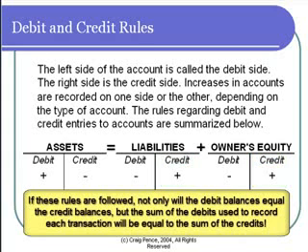I know this is confusing, and it's difficult to get used to, but you do need to practice with these debit and credit rules until you know them very well. They're fundamental to everything else we do in the remainder of this course.